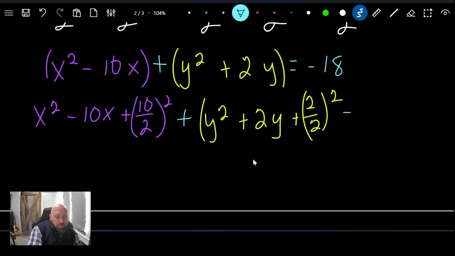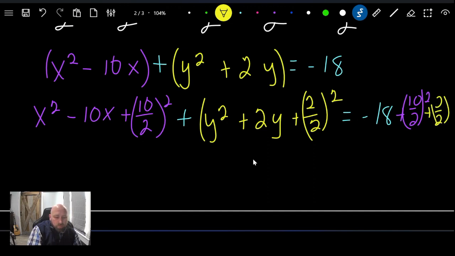And then equals negative 18, but there's more that I need to do, because if I added this over here, then I need to add it to the other side. So I need to do plus 10 over 2 squared. I'm running out of room. Plus 2 over 2 squared. Sorry, running out of room over there, trying to jam it in there. All right, and now I just need to expand all of these out and take the squares of each one. So what does this look like?